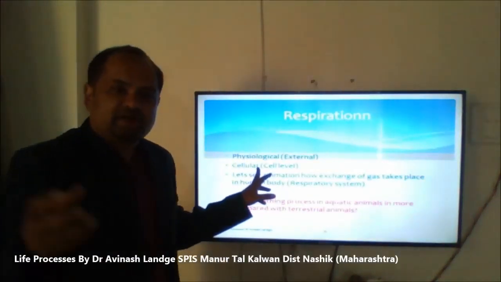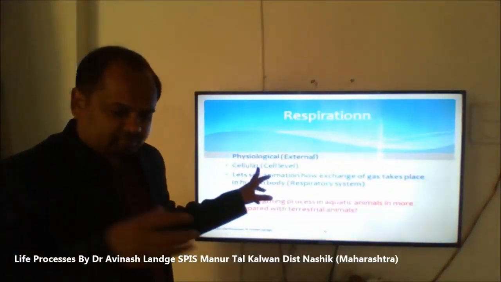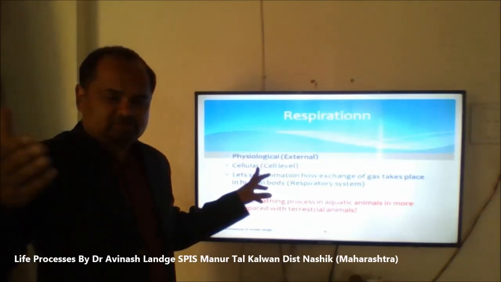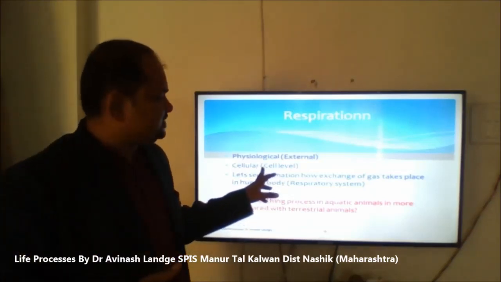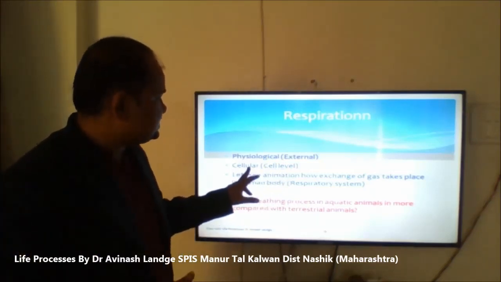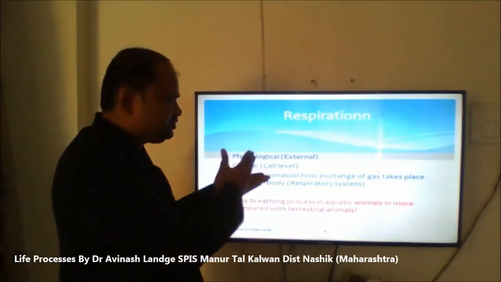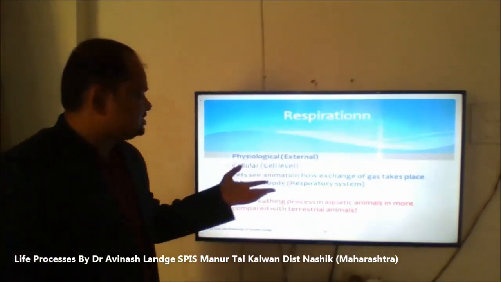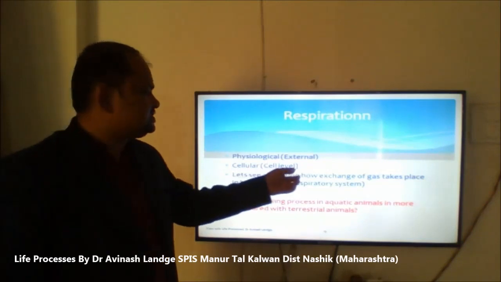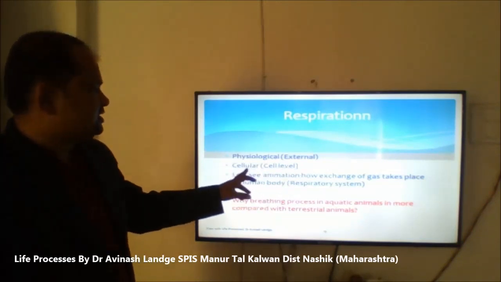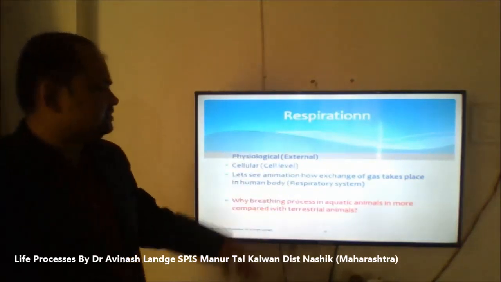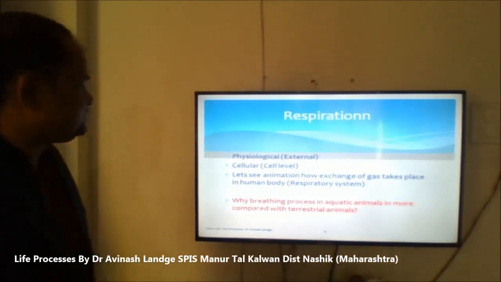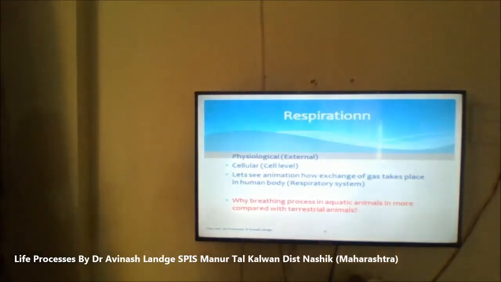So at cellular level, whatever food was absorbed, with the help of blood we have sent it to the different parts of the body, and at cell level it needs to be broken down. For that, oxygen will be required. So this is called cellular or cell level respiration. Let's see an animation of how exchange of gas takes place in the human body, that is the respiratory system.